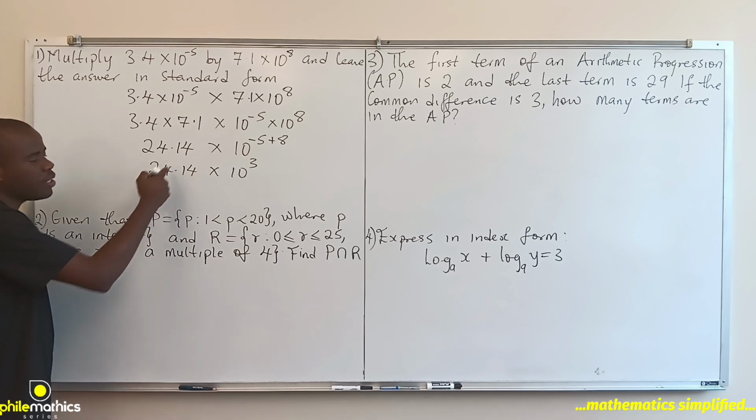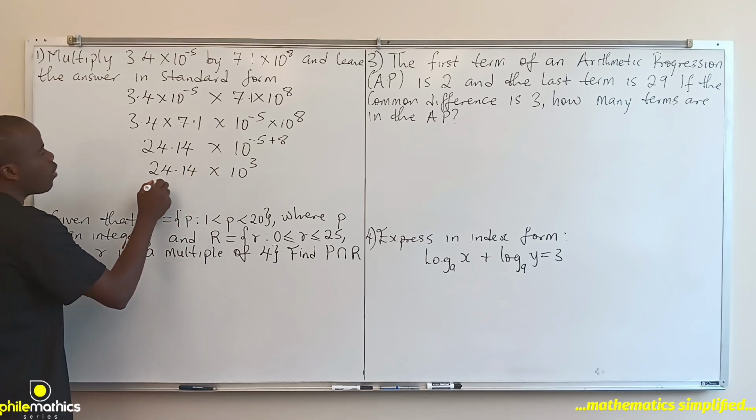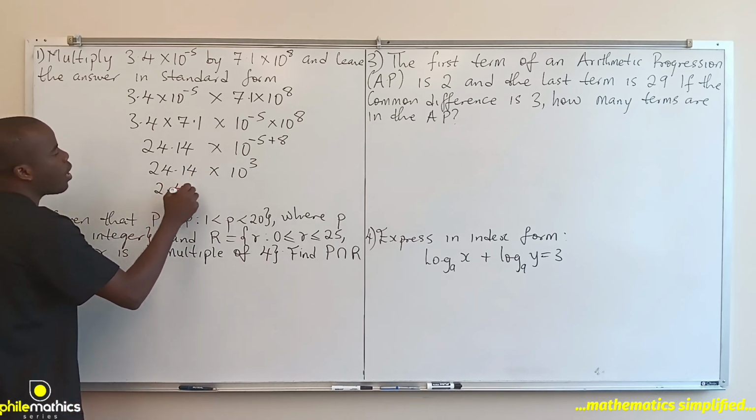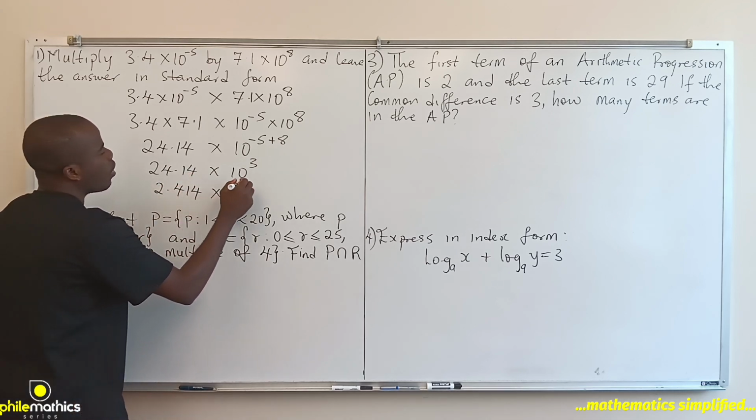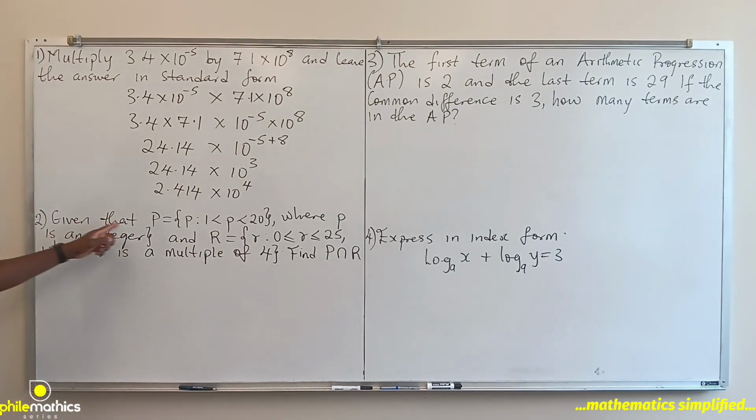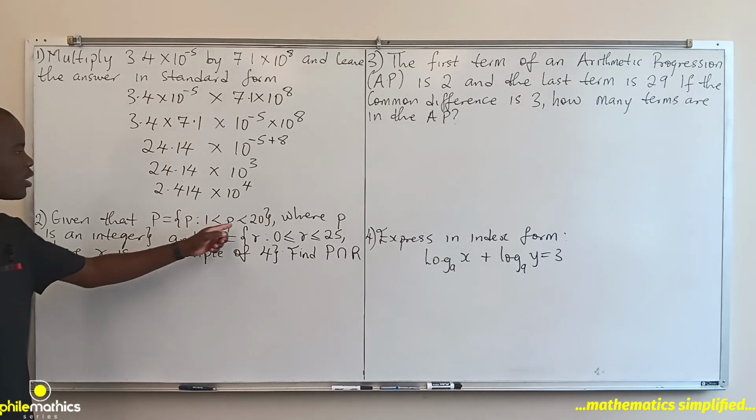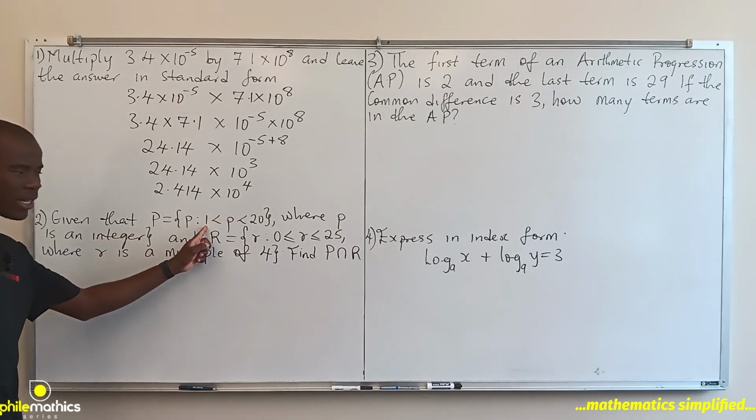And if we shift this decimal point to the left 1 time, the power increases. So we have 2.414 times 10 to power 4. That's the answer.